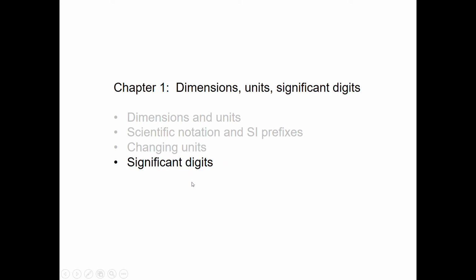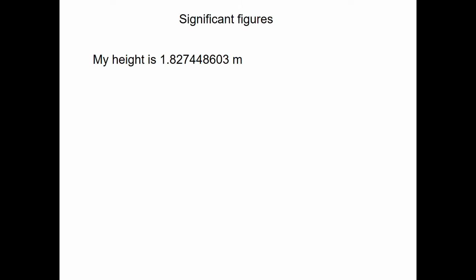Let's go on and discuss something called significant digits, which is the degree of preciseness with which you are going to specify a physical quantity. Let's imagine significant digits and significant figures mean the same thing. So let's imagine I make the following statement. My height is 1.827448603 meters.